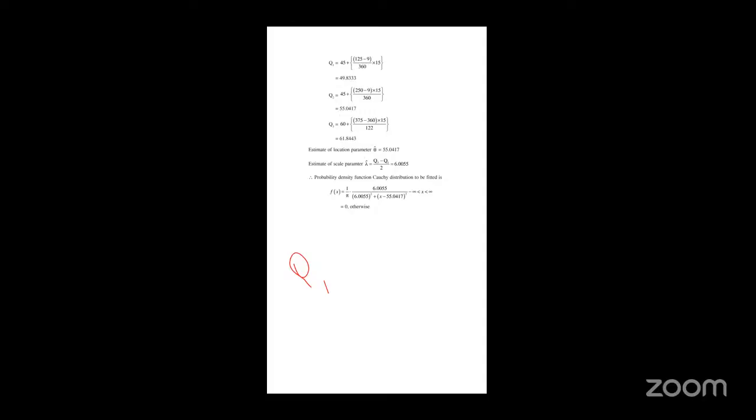See, Q1 can be written as lower boundary plus N by 4 minus CF by F into H, where H means height. Substituting N by 4 is 125, lower boundary for Q1 is 45 and CF value is 9. F value is 360 and H value is 15. So we will find Q1 as well as Q2. Q2 is 45 plus 250, which is N by 2, minus 9 by 360, which is F, into 15.